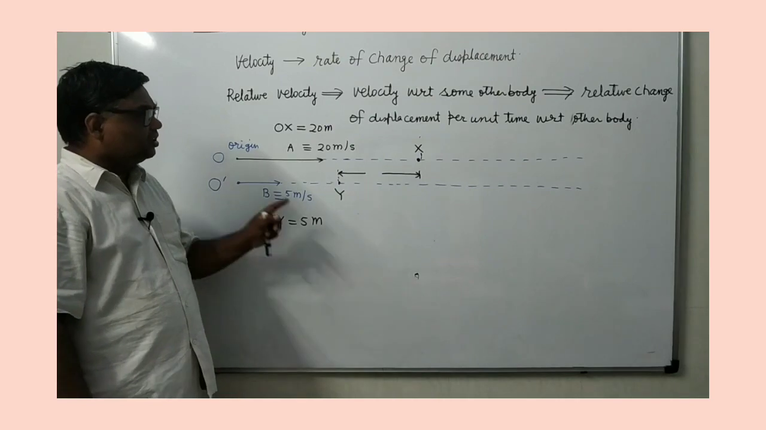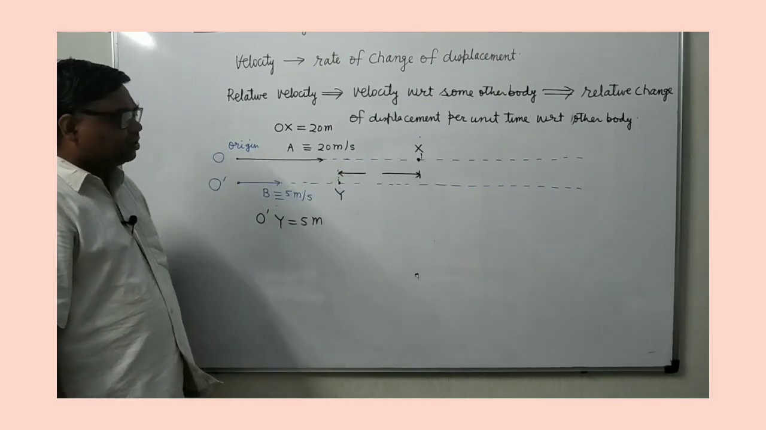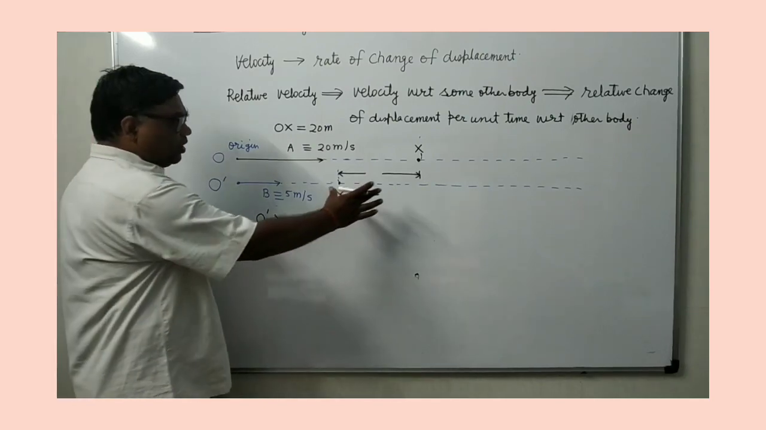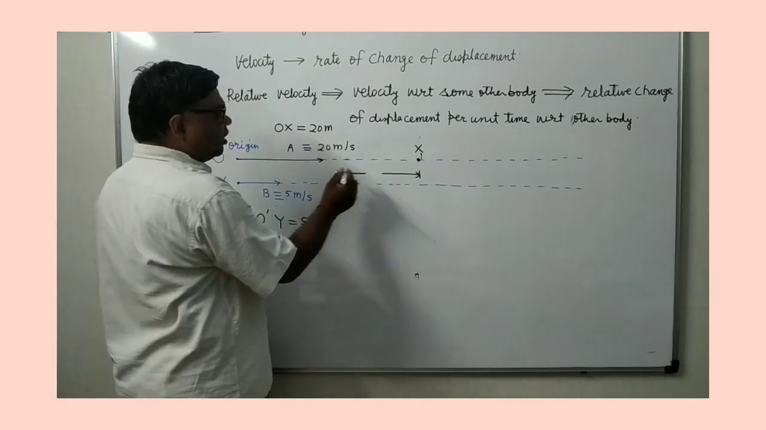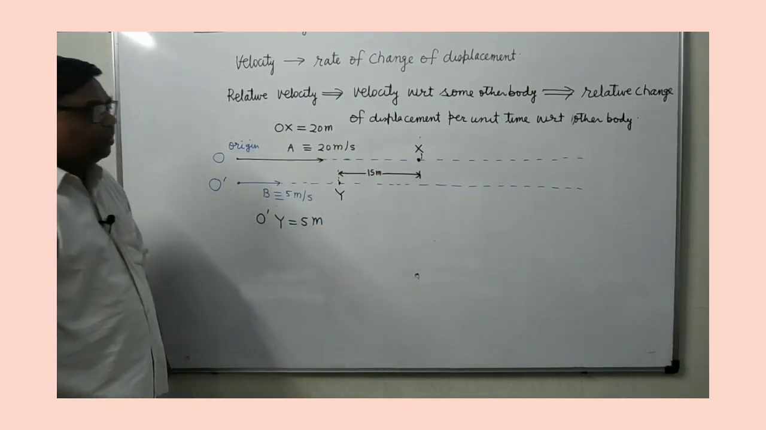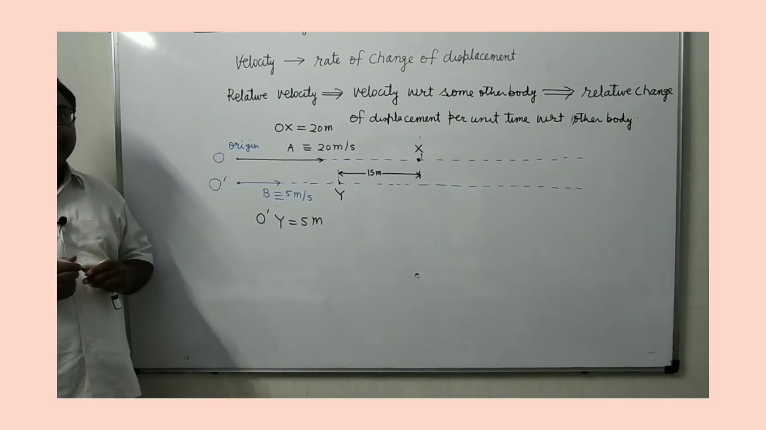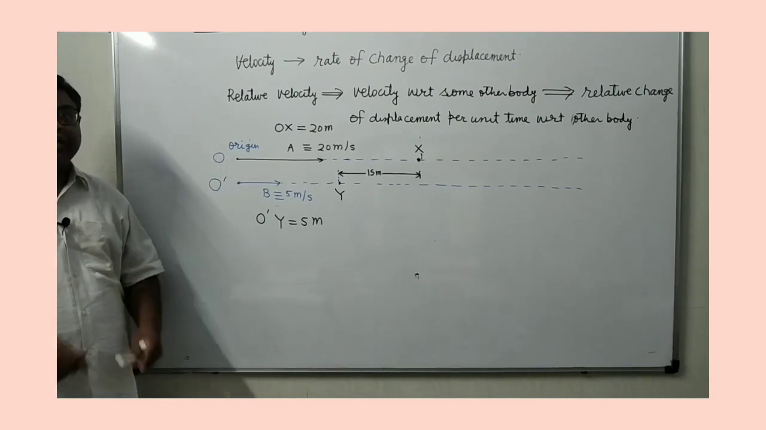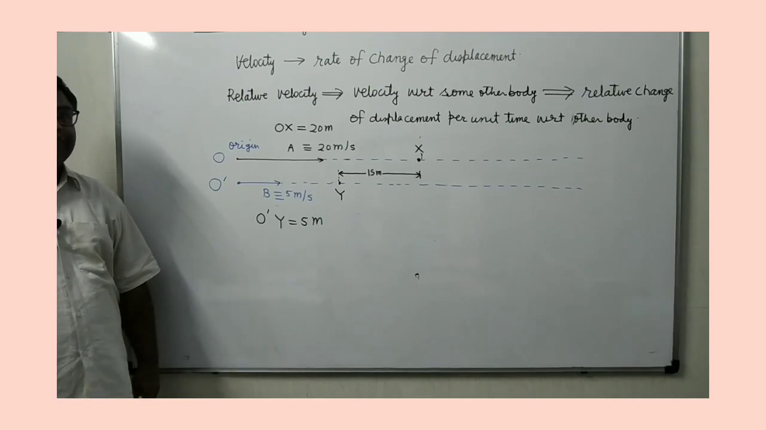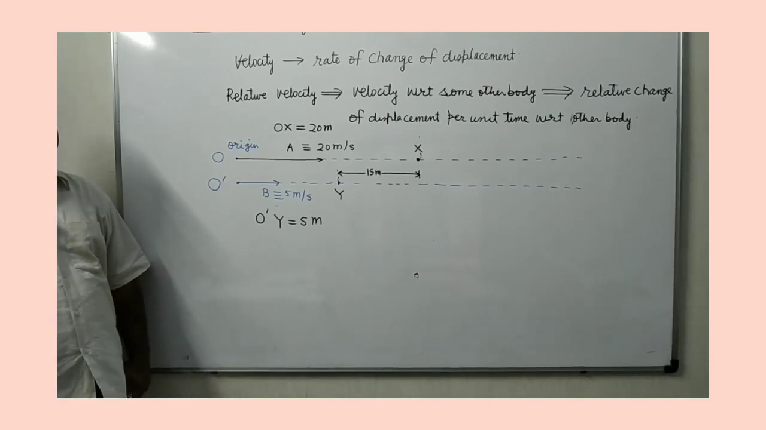Is it clear? And this is equal to how much? This much is 20 meter, this much is 5 meter. So what will this be from X to Y? It will be 15 meter, which means the relative velocity of X with respect to Y is 15 meter per second. You can say plus 15 meter per second also. Why? Because X is ahead of Y.